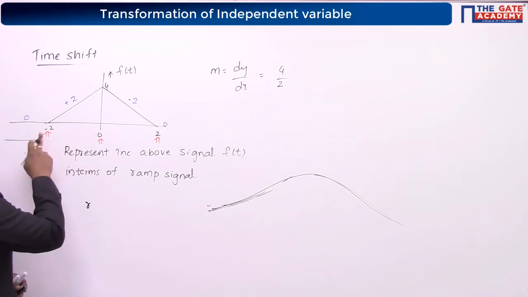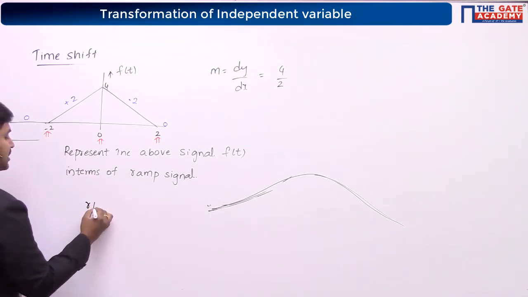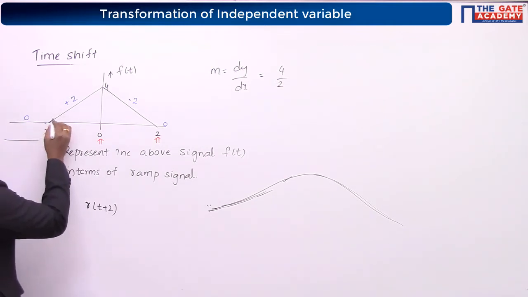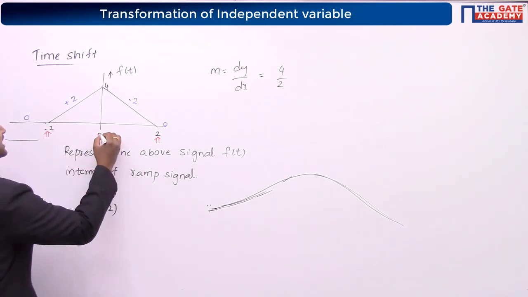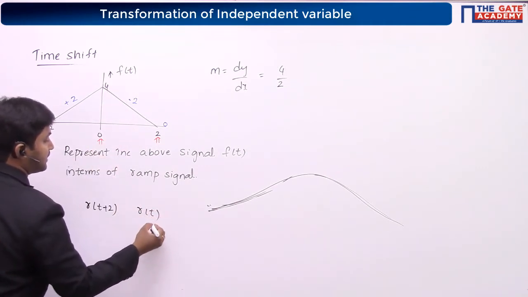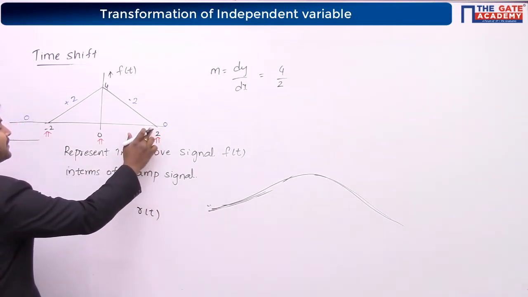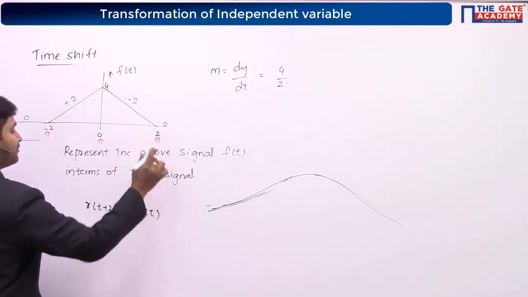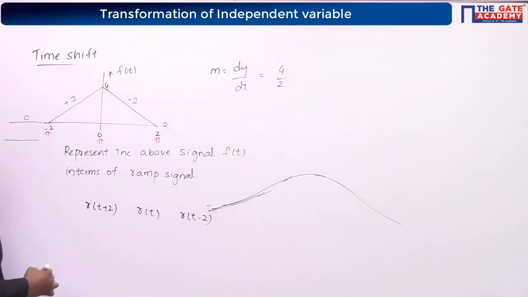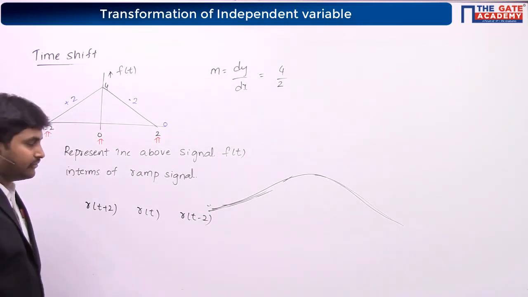Whenever there is a sudden change in slope at t is equal to minus 2, I can write it as r of t plus 2. There is a sudden change in slope happening at t is equal to 0, I can write it as r of t. There is a sudden change in slope happening at t is equal to 2, I can call it r of t minus 2.